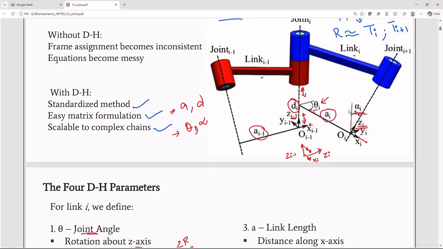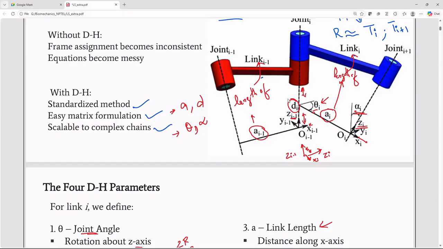And next one is link length. So here you can say a is the link length. Here, a(i-1) is the link length for the (i-1)th link. Likewise, a(i) is the length of link i.